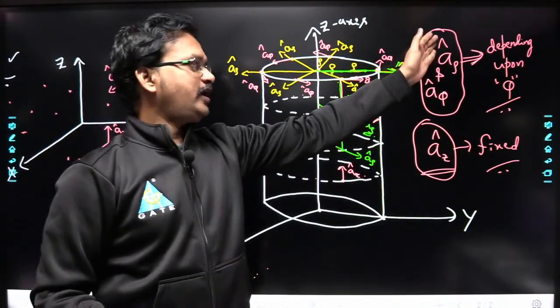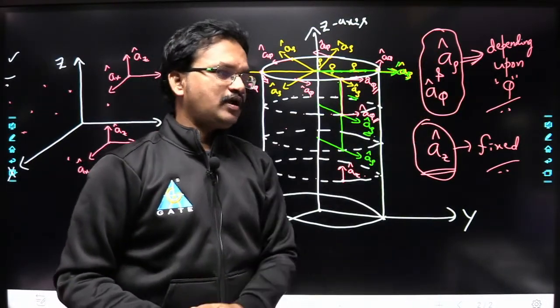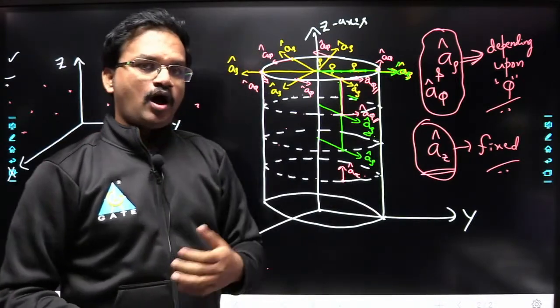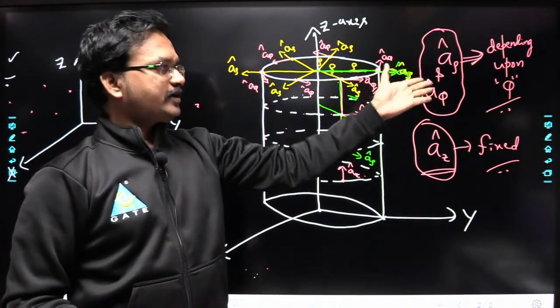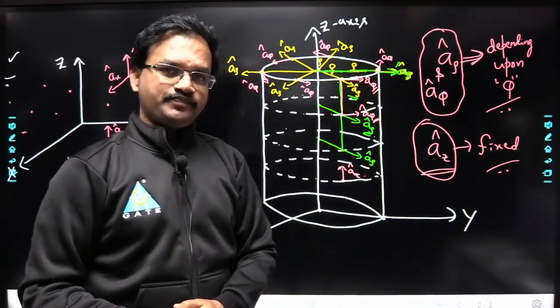Now here only a_rho cap and a_phi cap are depending upon phi. Now we have to determine how these two unit vectors are depending upon phi. Understood? Okay.